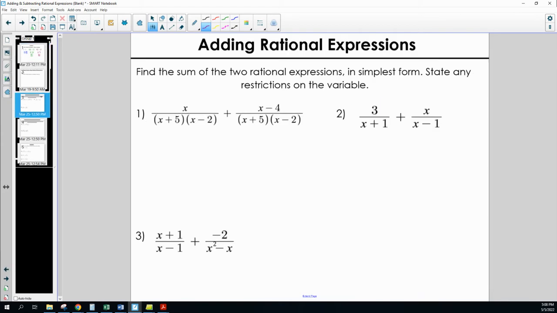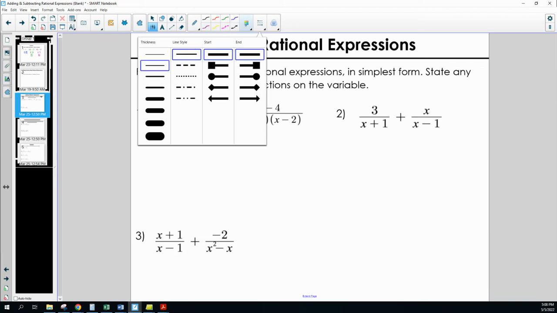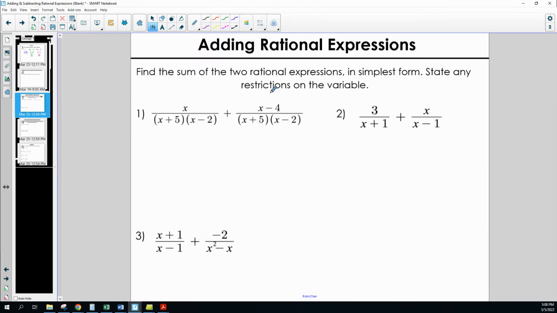So we're going to follow the same steps for adding and subtracting rational expressions as well. So we're going to start with adding. So the first thing we want to do, we're looking at number 1, it's already factored for us. So we want to follow the same steps as we did with regular fractions. So the first thing we want to do is check the denominator and see if they're the same. So in number 1, the denominators are the same. So since the denominators are the same, I can go ahead and just add the numerators.